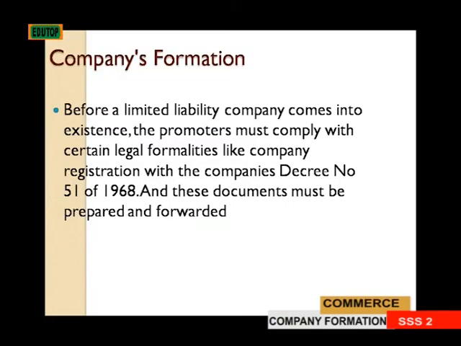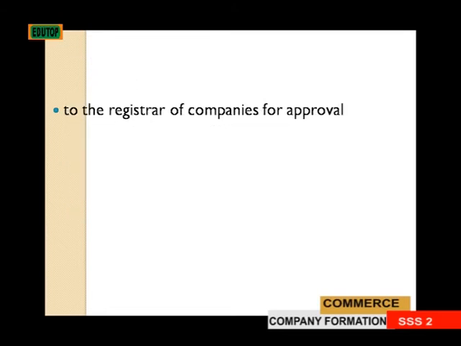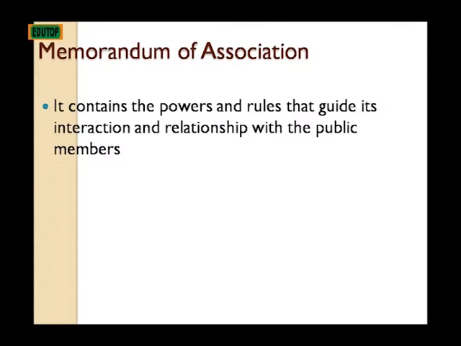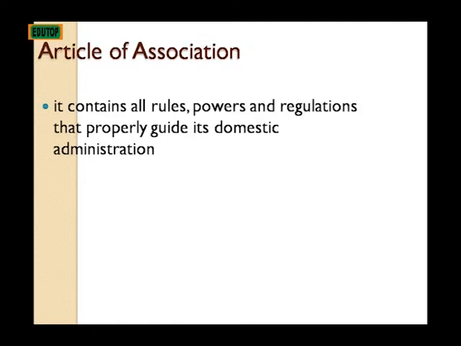Company's formation. Before a limited company comes into existence, the promoters must comply with certain legal formalities like company registration under the Companies Decree number 51 of 1968, and these documents must be prepared and forwarded to the Registrar of Companies for approval. Memorandum of Association. It contains the powers and the rules that guide its interaction and relationship with the public members. Articles of Association. It contains all rules, powers, and regulations that properly guide its domestic administration.